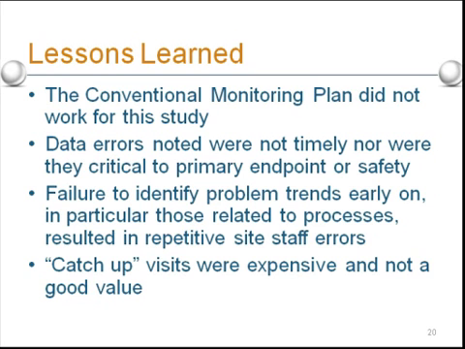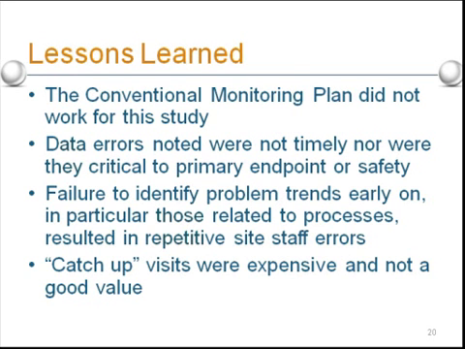The data errors that we noted, we realized at the end, were not timely, and they weren't necessarily always critical to the primary endpoint or to safety. Because we didn't identify these problem trends early on, in particular those related to processes, we had a lot of repetitive site staff errors, and these could be things like informed consent, but they could also be breaches in confidentiality potentially.